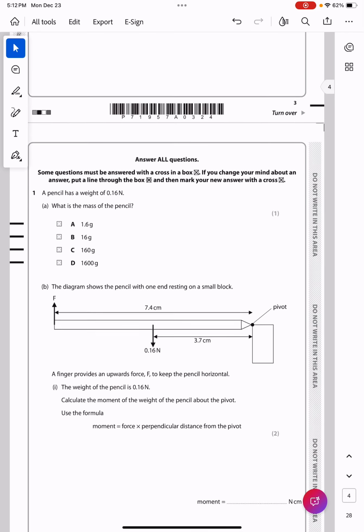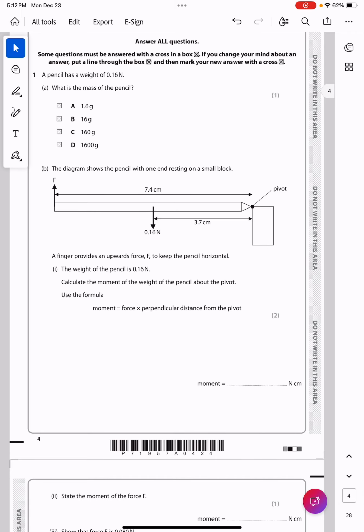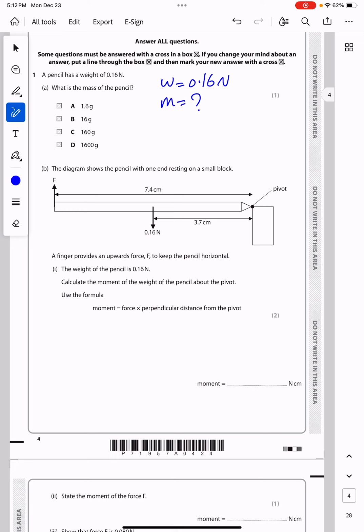And we're going to be solving the first one. It's paper 2, and this is the first question. This first question is about moment, and so let's get started. Now the first part: a pencil has a weight of 0.16 Newton. What is the mass of the pencil? We don't know the mass, that's what they're asking.